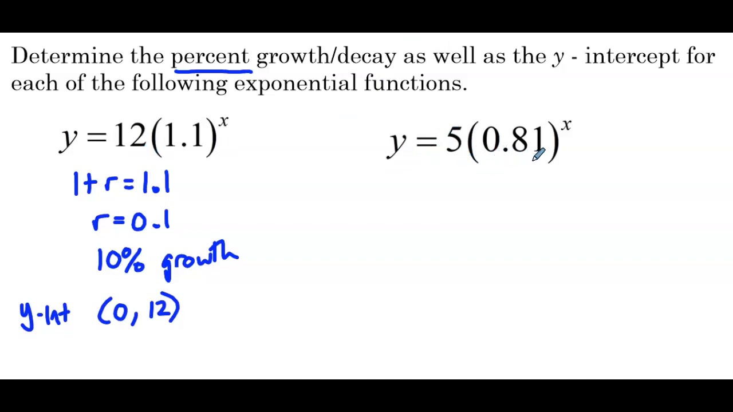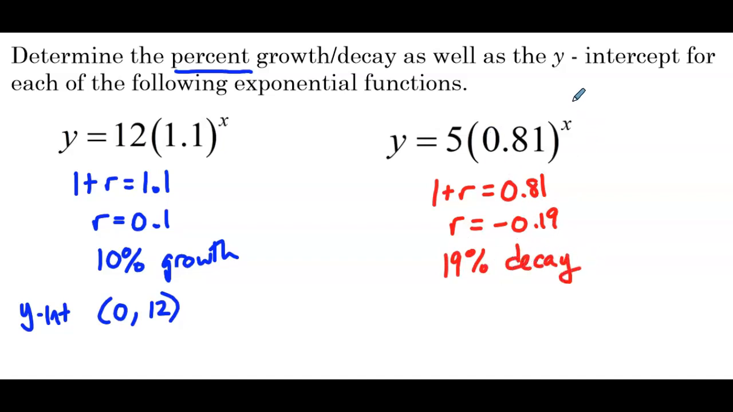Next, we have y equals 5 times 0.81 to the x. Okay, so the base of the exponential function is 1 plus r, so 1 plus r equals 0.81. So if we subtract 1 from both sides, we get negative 0.19. So that means that we're decaying. We have exponential decay. 0.19 as a percent is 19% decay. And if we look back at the original exponential function, we're multiplying by a base value that's less than 1. Right? So our numbers are going to get smaller as we continue our repeated multiplication out. And our y-intercept, well, when x is 0, we have 0.81 to the 0, which is 1, times 5 is 5. So the y-intercept is 0, 5.